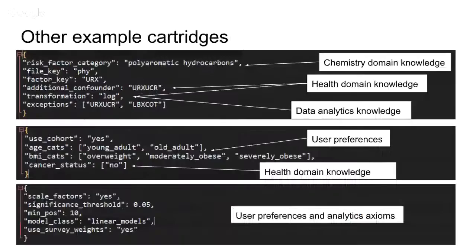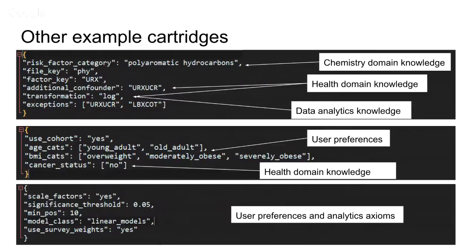Okay. And then we can have more types of cartridges. Here on the top we have the example of the risk factor cartridge. This describes a category of risk factors called polyaromatic hydrocarbons. That's a chemical term; if you talk to a chemist, they'll know what that means. So you could link the term polyaromatic hydrocarbon to a chemical ontology. And then we also have more health domain knowledge.